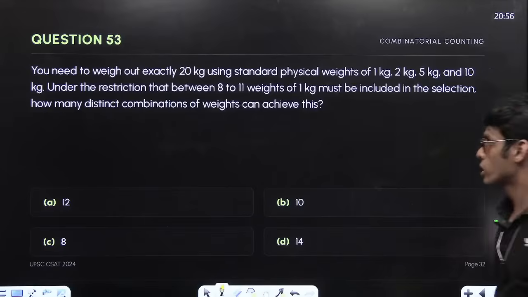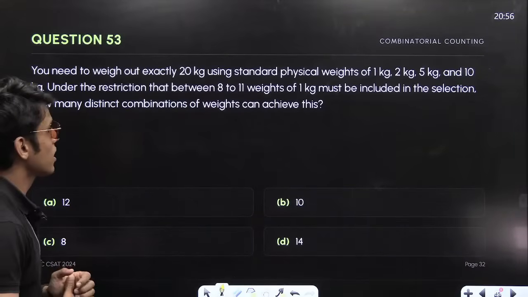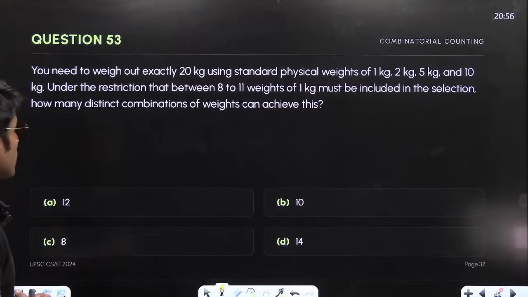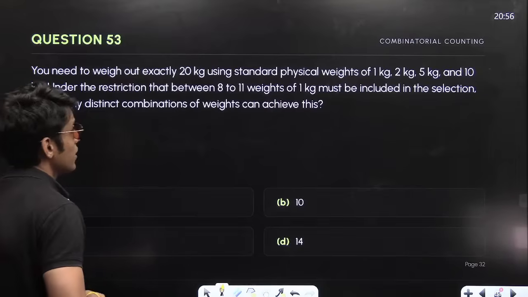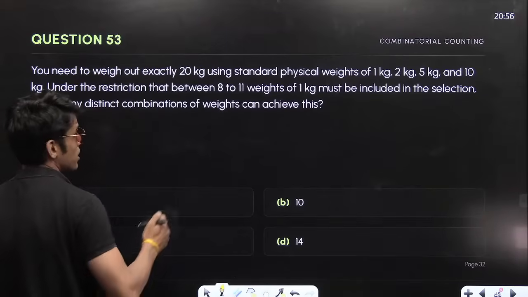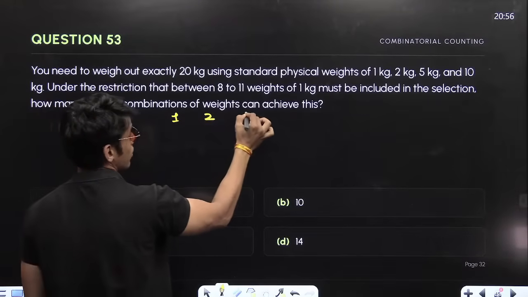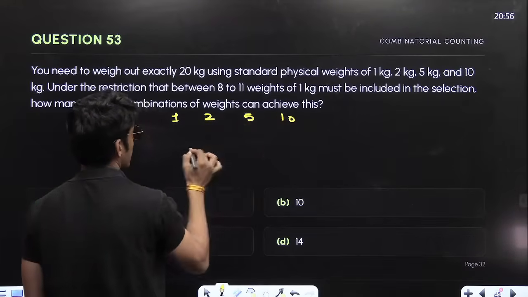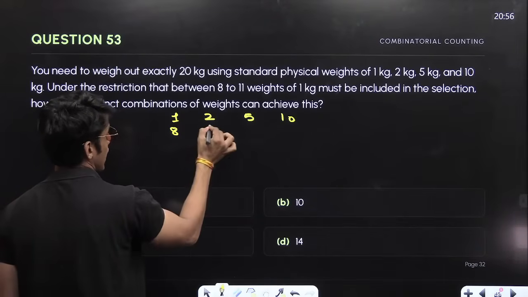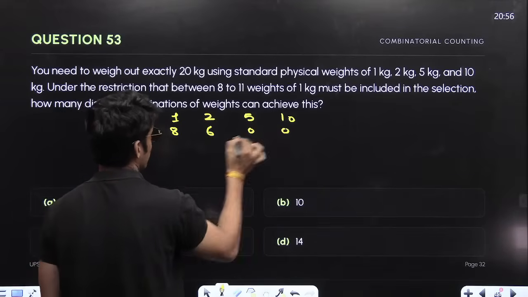Yeah, now this is the one. You need to weigh out exactly 20 kg using standard physical weights of 1, 2, 3, 5 and 10 under the restriction that between 8 to 11 weights of 1 kg must be used included in the selection. How many distinct combinations can be achieved? So 1 kg, 2 kg, 5 kg, 10 kg. Now I am using 8, right? Then I can use 6. This will give me 20 kg.